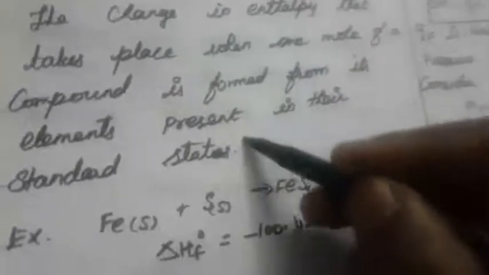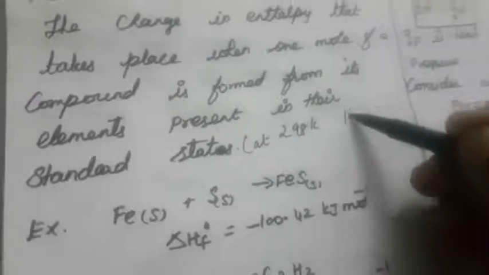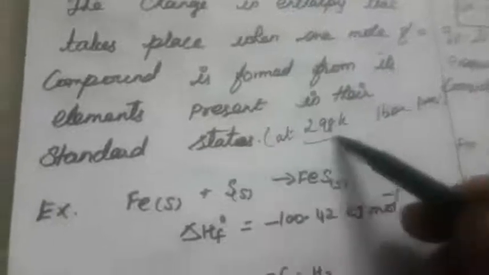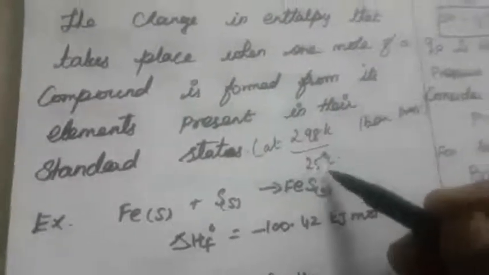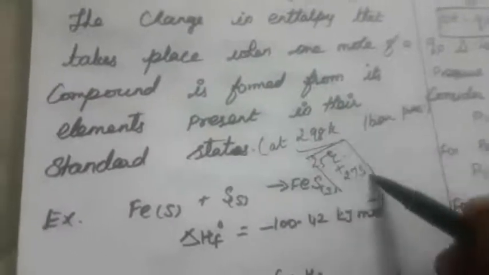What is the standard state at 298 Kelvin, 1 bar pressure? Okay, this is the standard condition. 298 Kelvin means that is 25 degrees Celsius. So how to calculate? 25 degrees plus 273, so that is the 298 Kelvin.